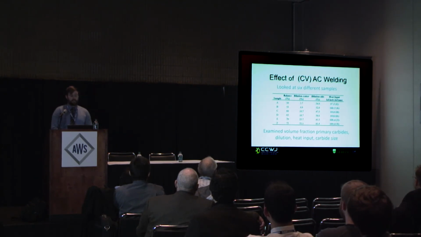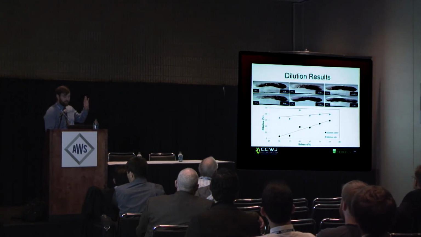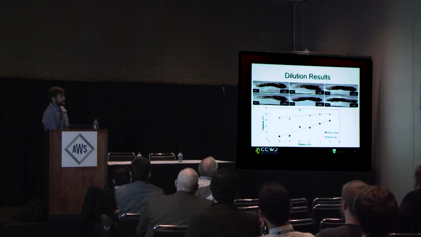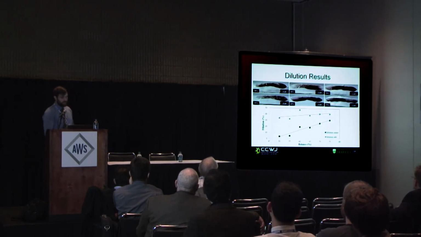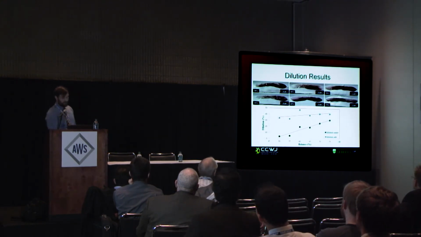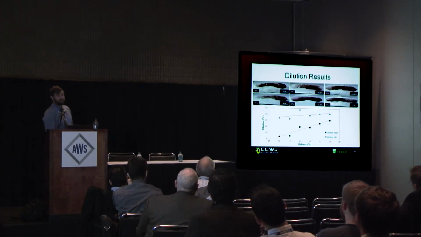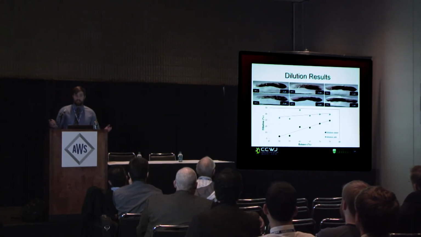We also wanted to look at the volume fraction of the primary carbides, the dilution, and the carbide size. This is the actual results of the dilution, and you can see very apparently the difference between the 50% and the 75%, especially at the center of the welds. You have a very drastic change. We're going from 3-4% dilution at the 50% at the center line to 25 with 75% balance. So it made a huge difference.